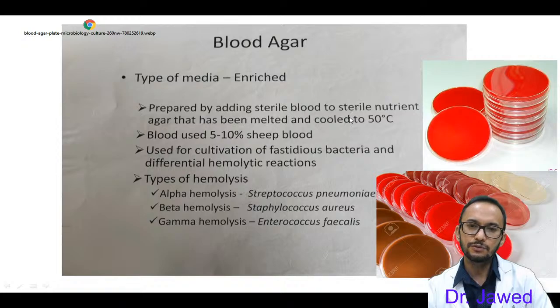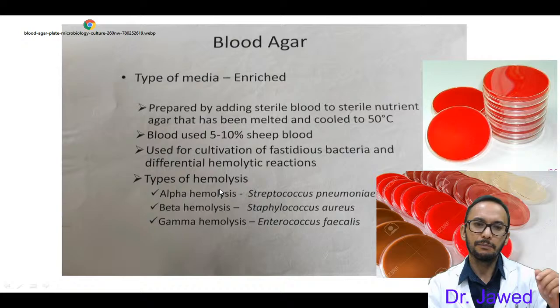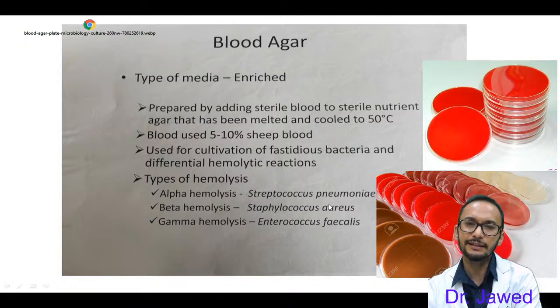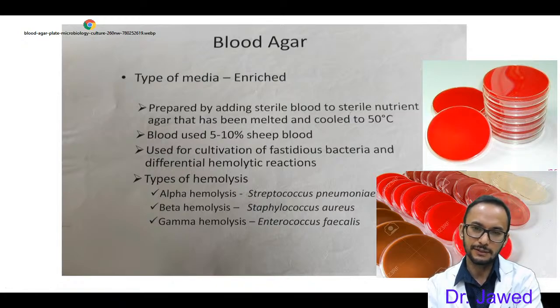In chocolate agar, the blood is added at 70 to 75 degrees Celsius. Blood agar is used for cultivation of fastidious bacteria and differential hemolytic reaction, like alpha hemolysis, beta hemolysis, and gamma hemolysis. Alpha hemolysis is caused by Streptococcus pneumoniae, and beta hemolysis by organisms like Staph aureus and Streptococcus pyogenes. Plus this is an enriched media where most of the organisms grow.